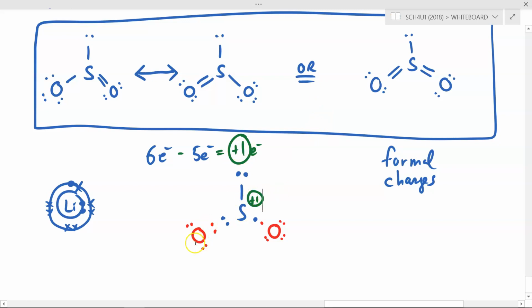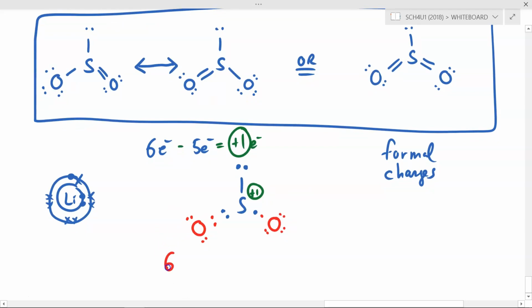Looking at this oxygen, normally oxygen has 6 electrons, and right now it has 2, 4, 6 electrons, so its formal charge value is 0. So I'm going to write down a 0 for this one. For this oxygen, once again, normally it's supposed to have 6 electrons, but over here it currently has 2, 4, 6, 7 electrons, and so its formal charge is equal to -1. So I'm going to write down -1 over here.